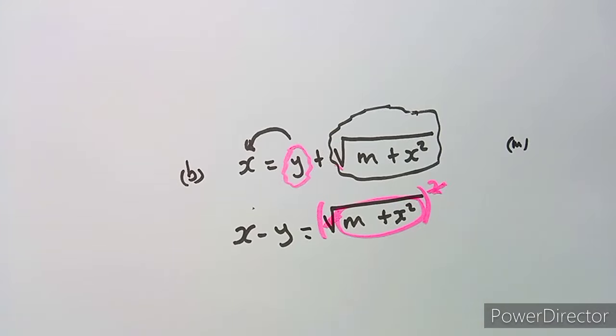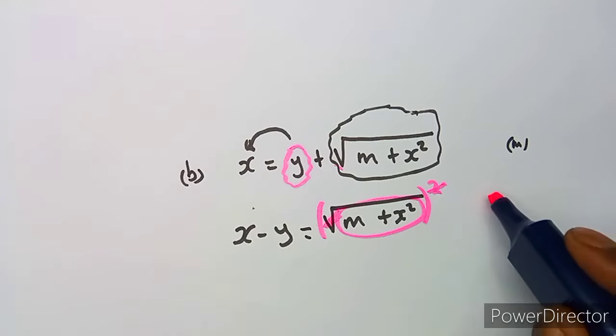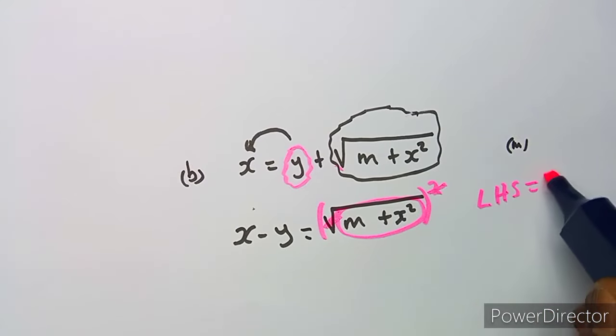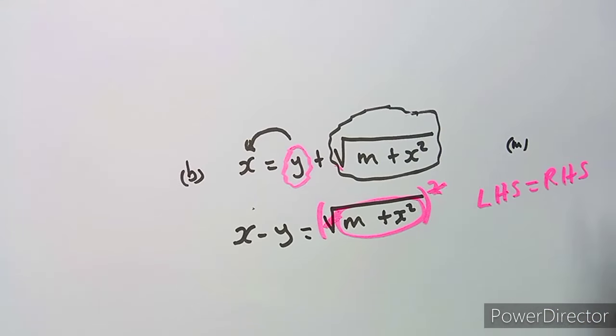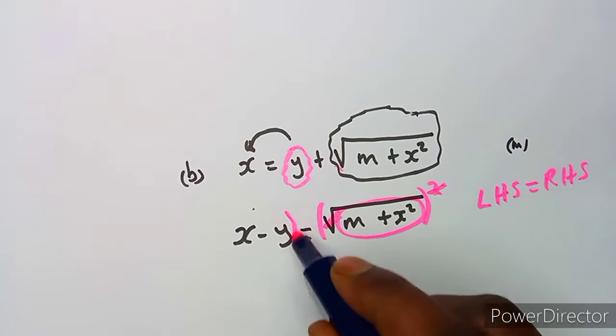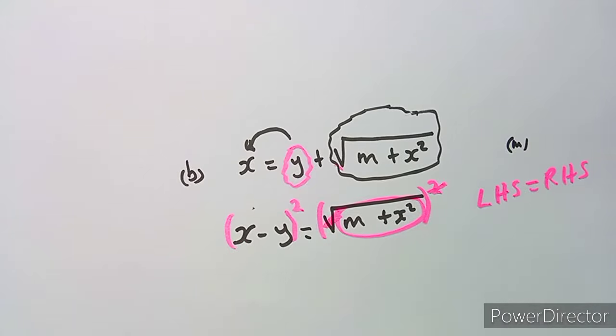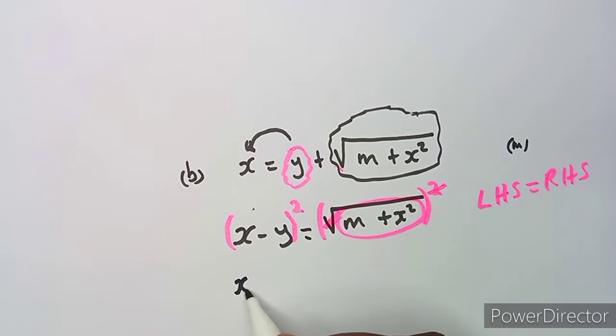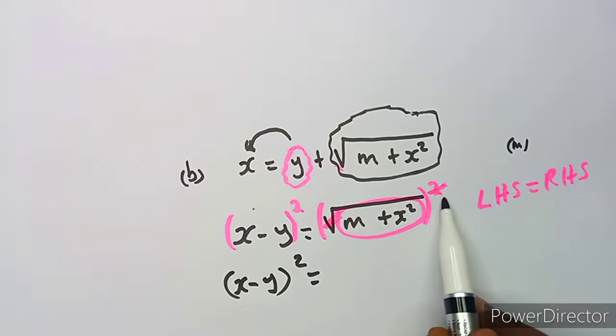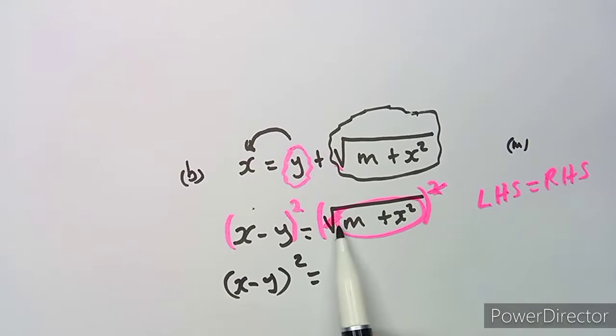But because this is an equation, whatever you do on the left hand side is to be done also on the right hand side. That is the golden rule. Here I have squared by 2, which means here I have to square also by 2. I have to square that side. So the moment I square this part, I have x minus y squared, which is equal to, but remember that to square is to neutralize the square root, to remove the square root, and remain with m plus x squared, like that.